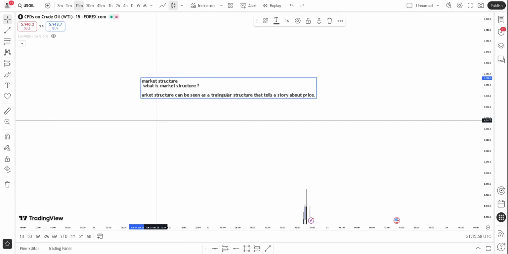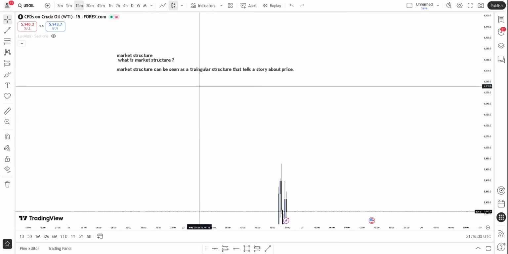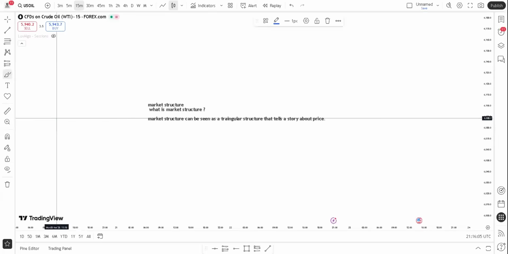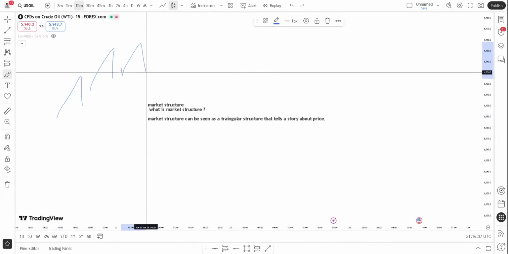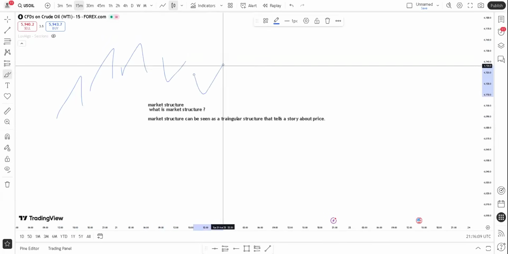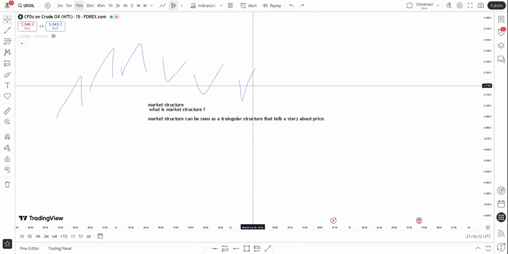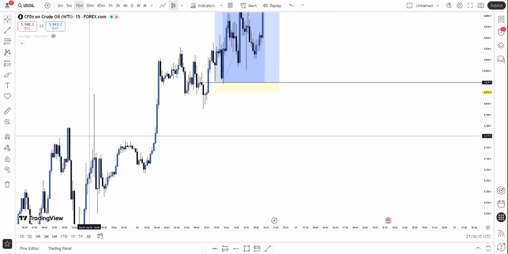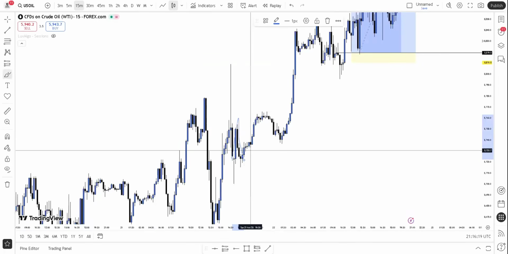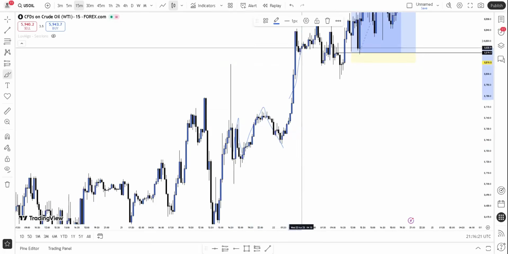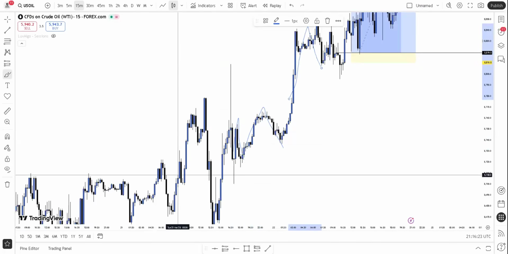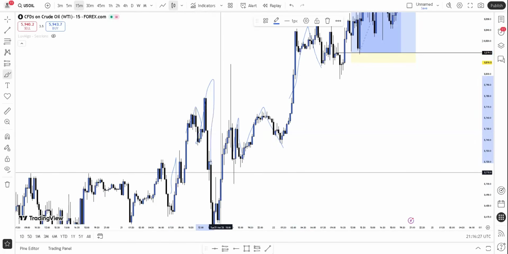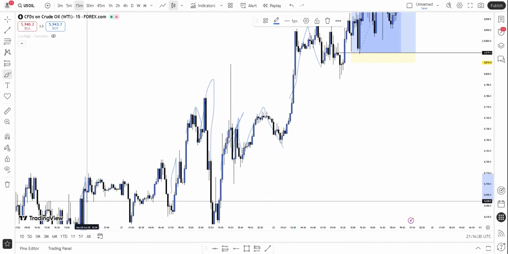Whenever you look at market structure, which kind of shape do you see? When the market is moving, it gives one sort of triangular shape, be it an uptrend or a downtrend. Let's come here. Look at the way the market is moving. Which kind of shape is it giving you? A triangular shape. This triangular shape that you are seeing is called the market structure, because it's giving you a triangular structure.